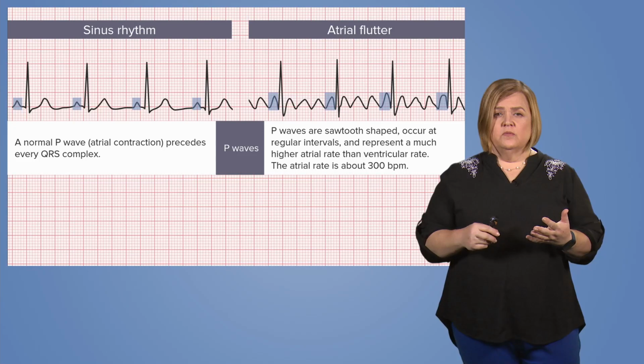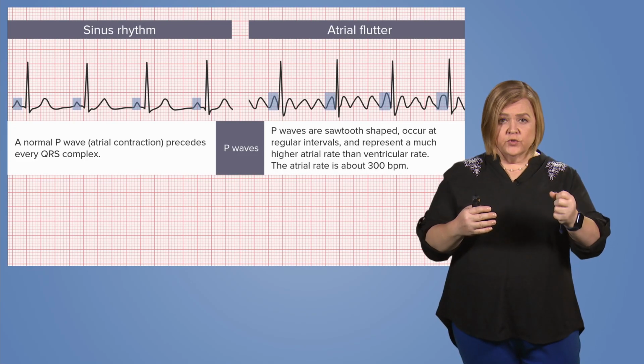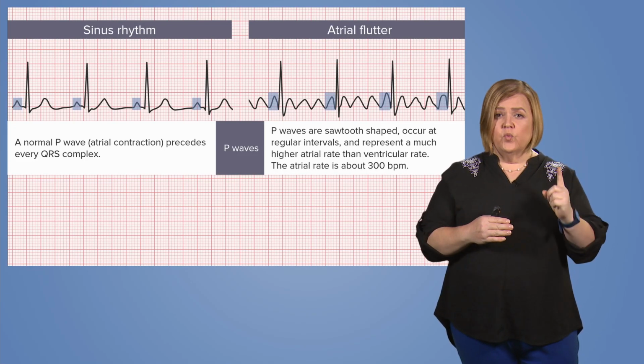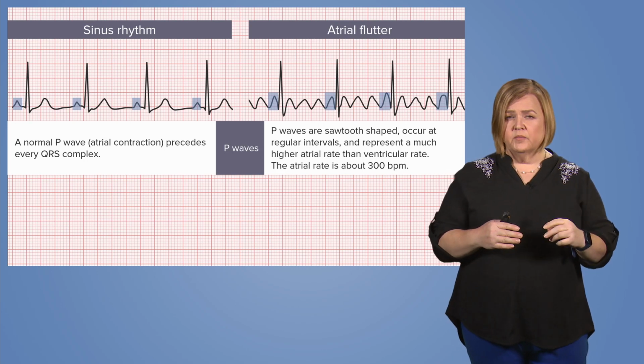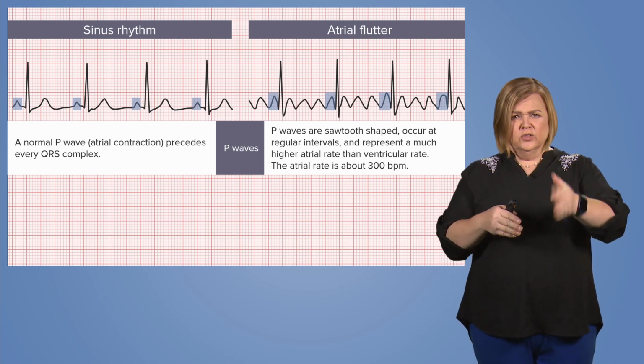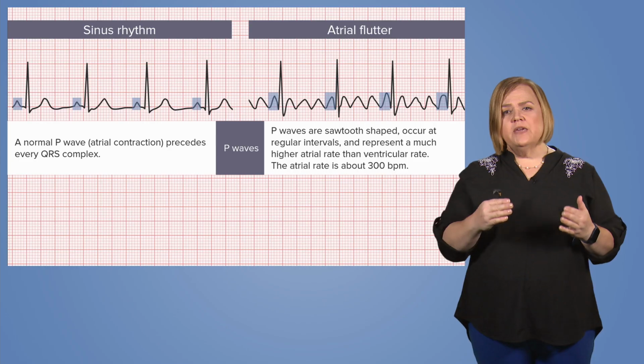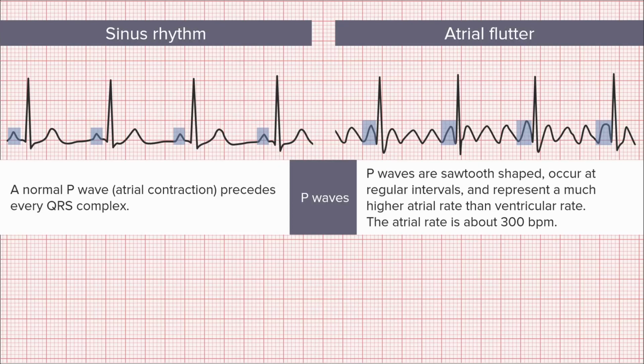So in sinus rhythm, the P wave is that atrial contraction. It happens one before every QRS complex. In atrial flutter, the P waves are sawtooth shaped. They happen at regular intervals, and they represent a much higher rate than the ventricular rate. So in this one, they're about 300.